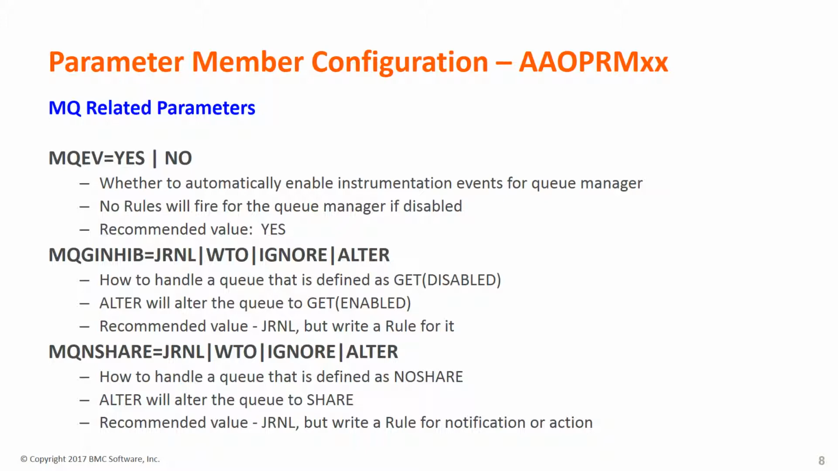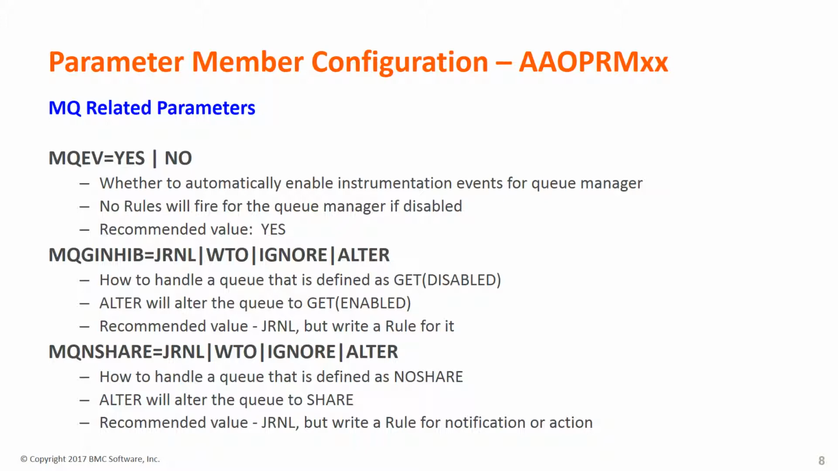MQGINHIB, MQ inhibit, says how do I want to handle this queue when the get is disabled. We can specify journal to write a message to the Auto Operator journal. WTO will write it to the console. We can ignore the event altogether, or we can use alter to update the queue definition to have get enabled. Now our recommendation is to set it to journal so we capture the message as an audit, but then you also want to write a rule for it. And you may want to use it for notification, or maybe you want to do some other things and then alter the queue.